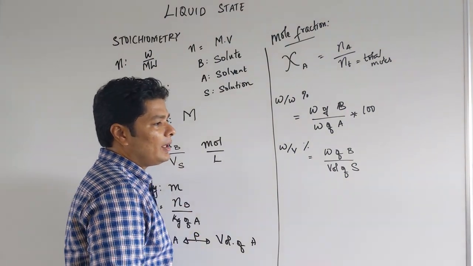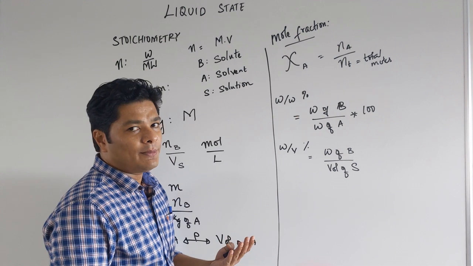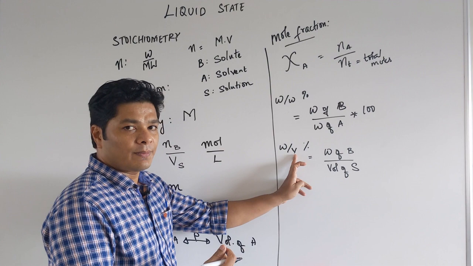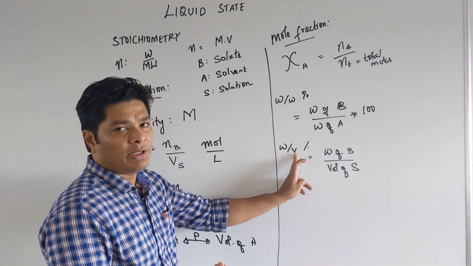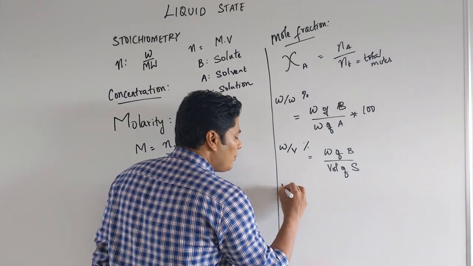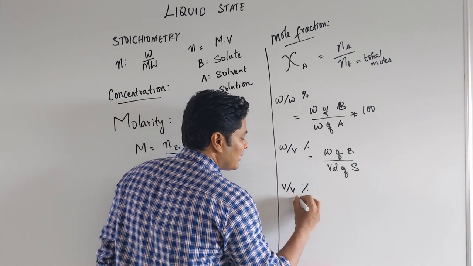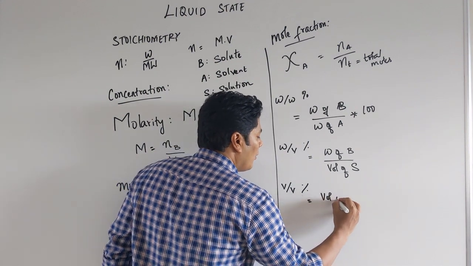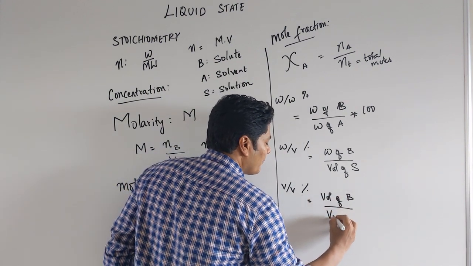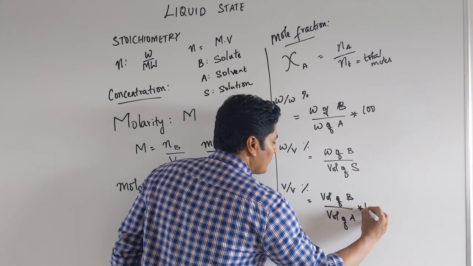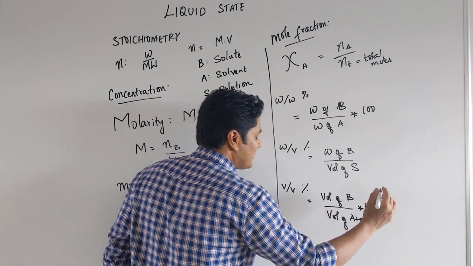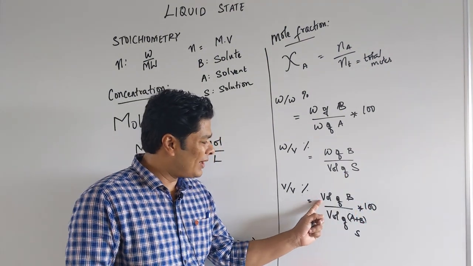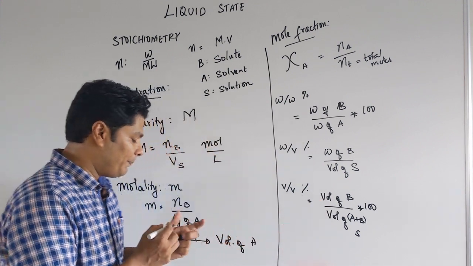If I say, for example, a solution is 12% weight by volume, it means 12 grams is present in 100 mL, because it's a percentage, I take it out of 100 mL. This is extremely important. Volume by volume percent is nothing but volume of, in our case, B divided by volume of A plus B, which is our S. Basically what it tells you is the volume fraction of B compared to total volume.